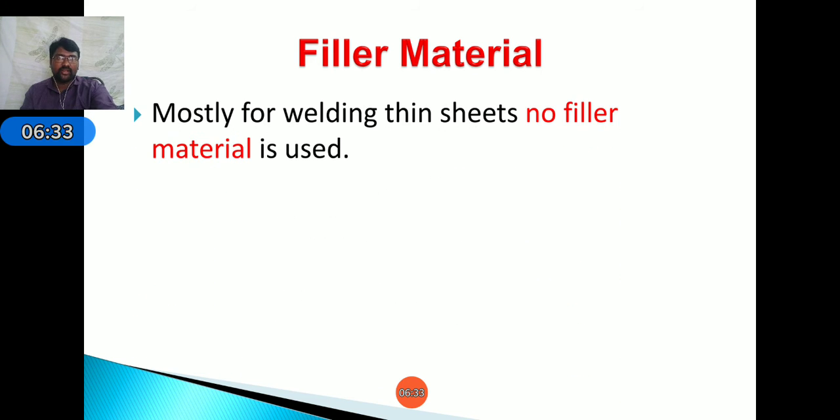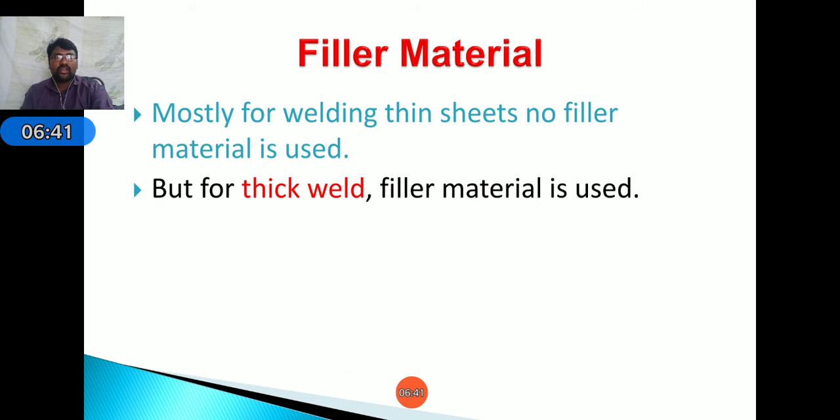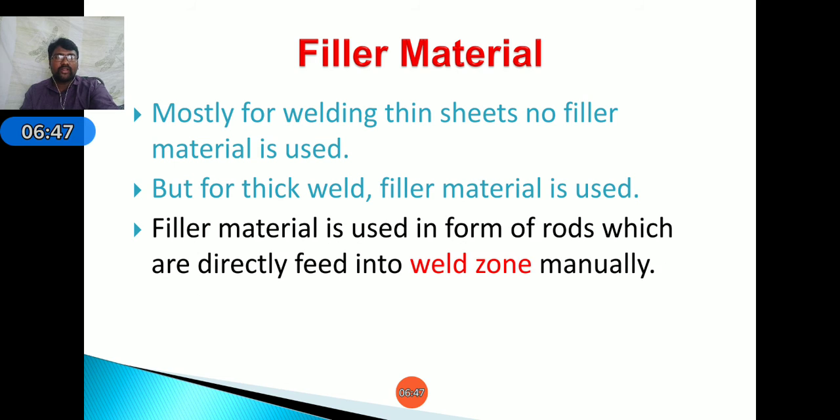Next, filler material. Mostly for welding thin sheets, no filler material is used. But for thick welds, filler material is used. Filler material is used in the form of rods or is fed directly into the weld zone manually.